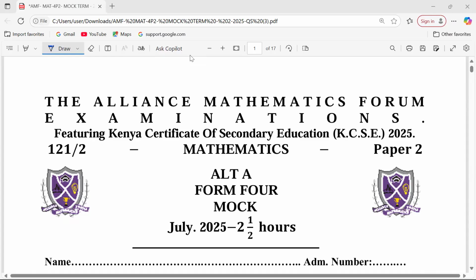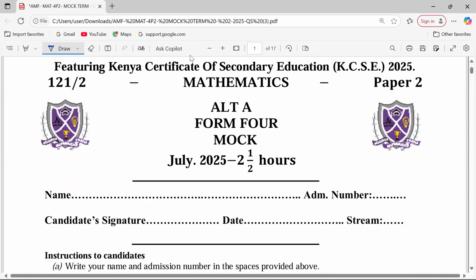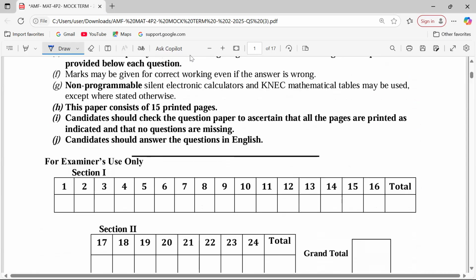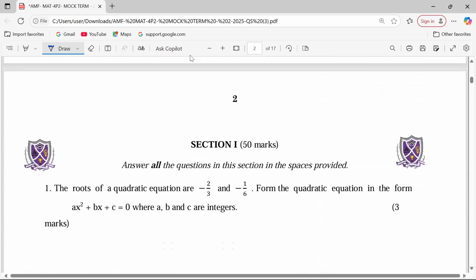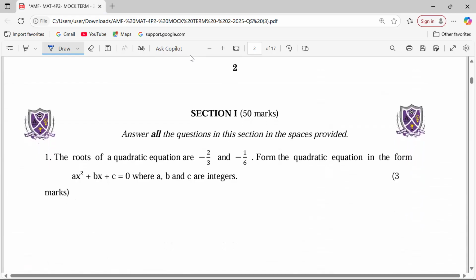Thank you so much for joining this lesson. We shall discuss the Alliance Mathematics Forum Examinations 2025. This time around, we're going to look at the July mock, Mathematics Paper 2, Section 1. Then later, we shall be discussing Section 2.